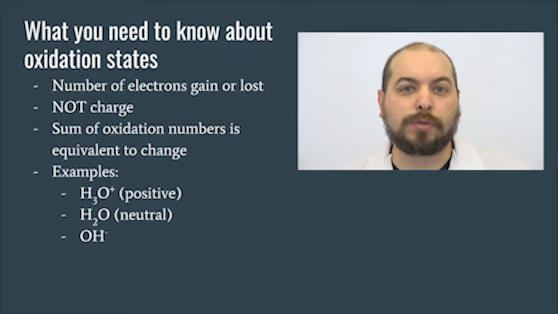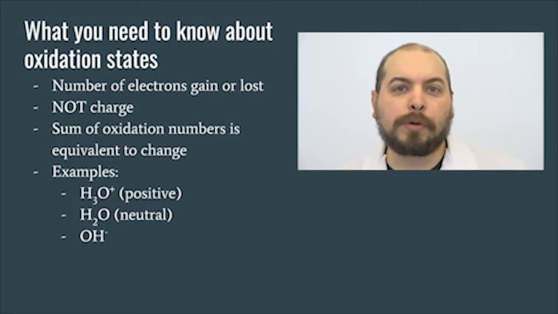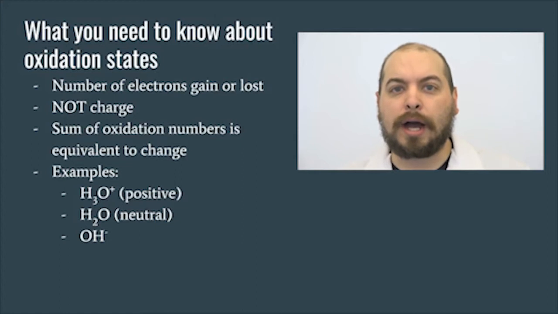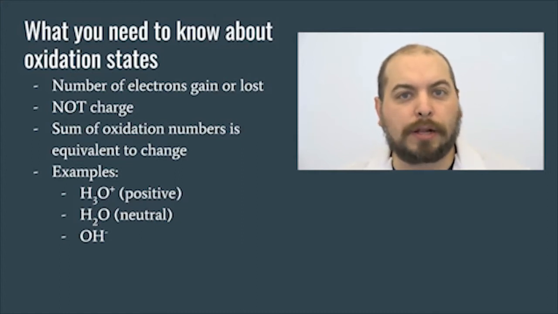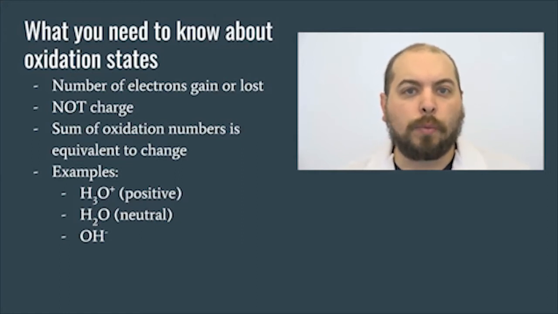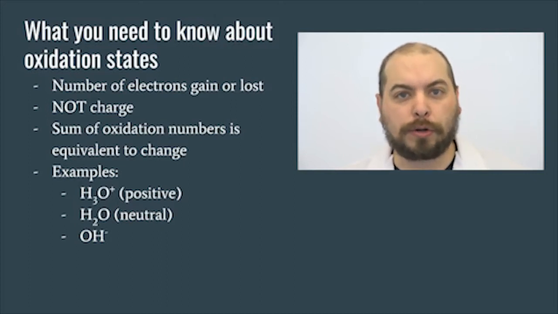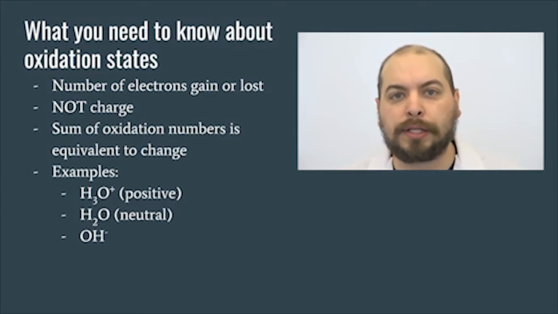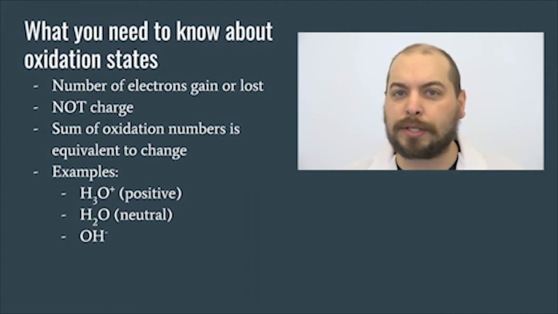Let's first discuss what an oxidation number is. An oxidation number is essentially the number of electrons lost or gained by an atom within a compound or when it's by itself as an ion. One of the most important aspects of oxidation numbers is that they are not charge. You can't refer to it as charge because charge suggests that electrons have been lost or gained completely, whereas with oxidation numbers, that's not actually the case.